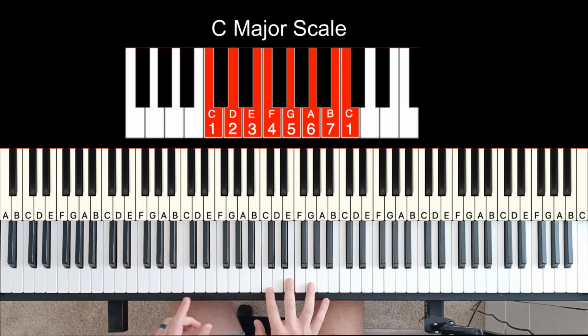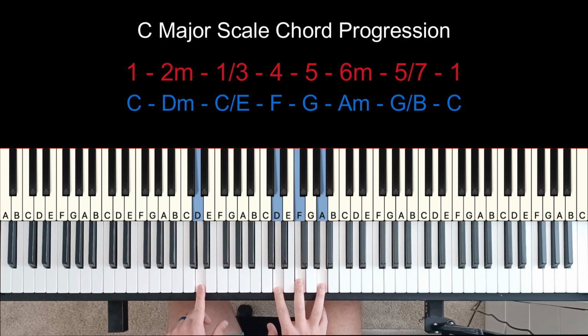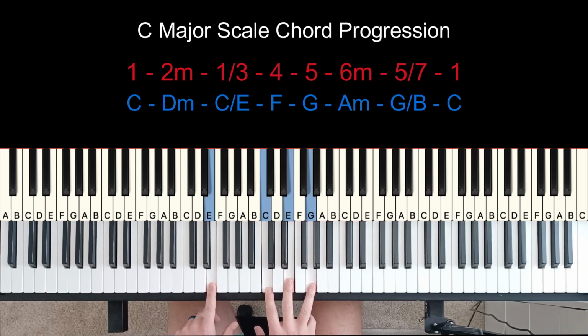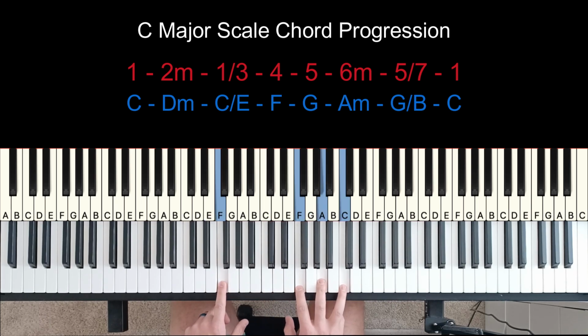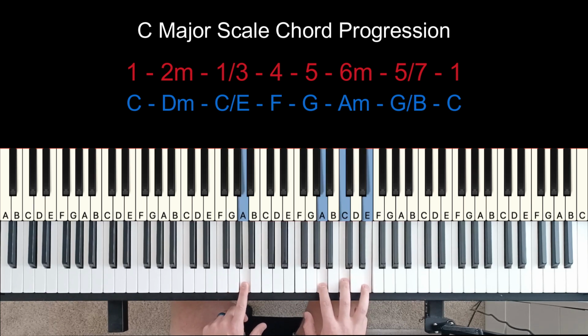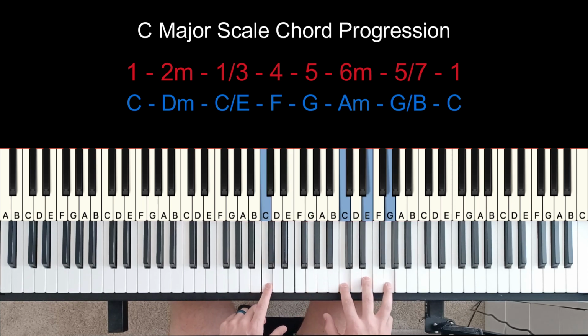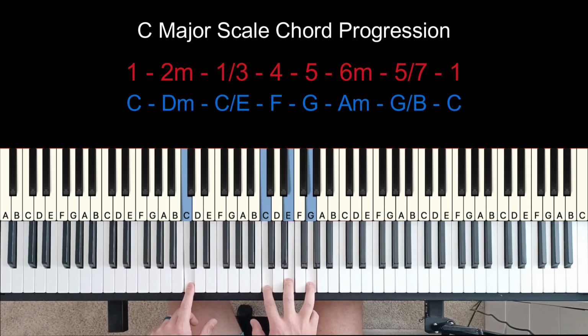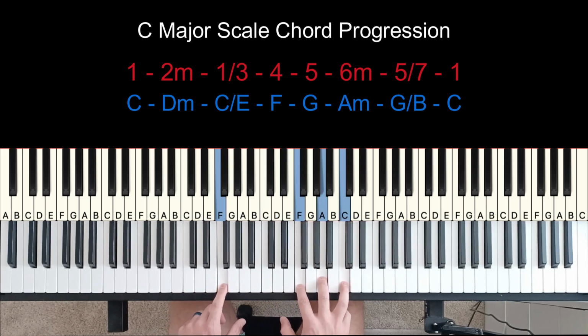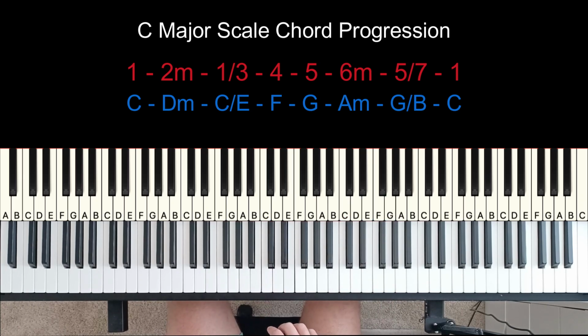You use the major scale, so if we're in the key of C, 1, 2, 3, 4, 5, 6, 7, 1. And then if you add chords to that, it would be a 1 chord, which is a C, a 2 minor, which is a D minor, 1 over 3, which is a C over E, a 4, which is an F, a 5, which is a G, 6 minor, which is A minor, 5 over 7, which is G over B, and then you end on the 1 where you started. But the progression that we're using is going to be this.